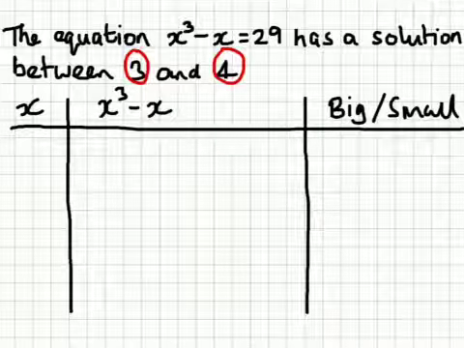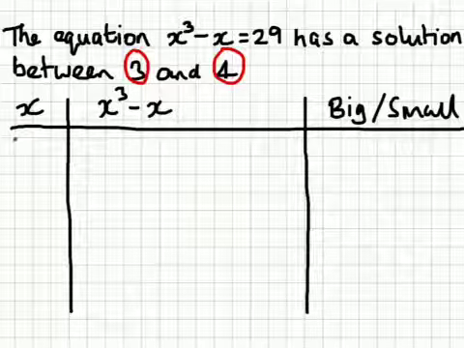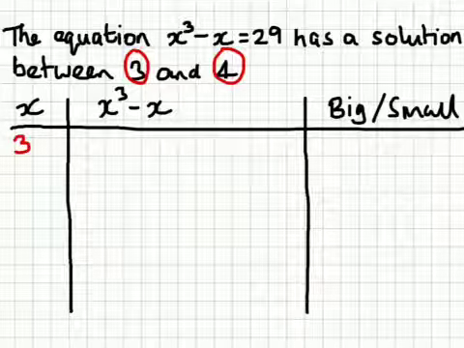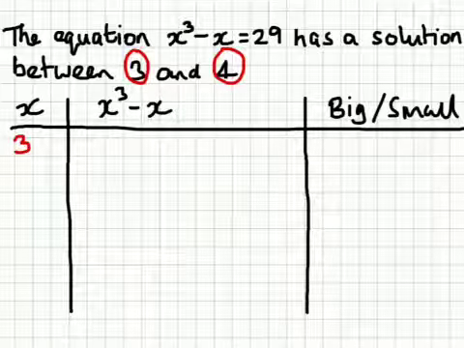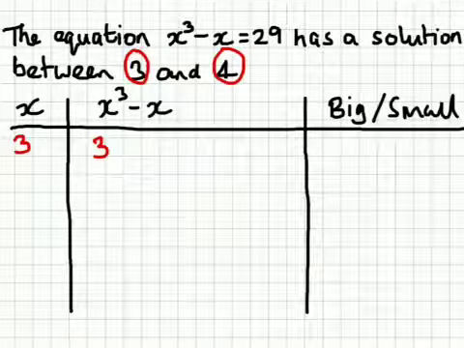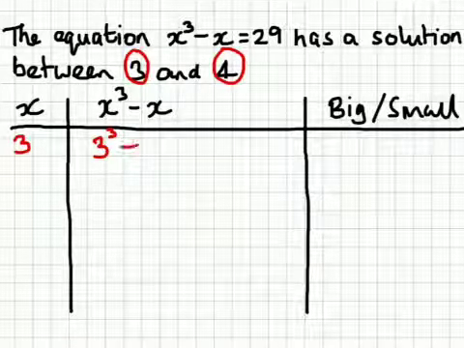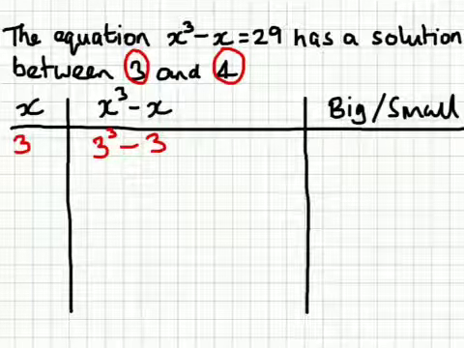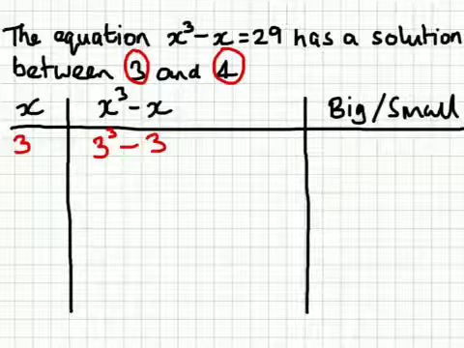The first value I'm going to try here is 3. X equals 3, because I'm told in the question that the answer is between 3 and 4. So the first step is to replace the x with a 3. So I have 3 cubed, take away 3. Now 3 cubed is 3 times 3 times 3, which is 27. 27 take away 3 gives me 24.